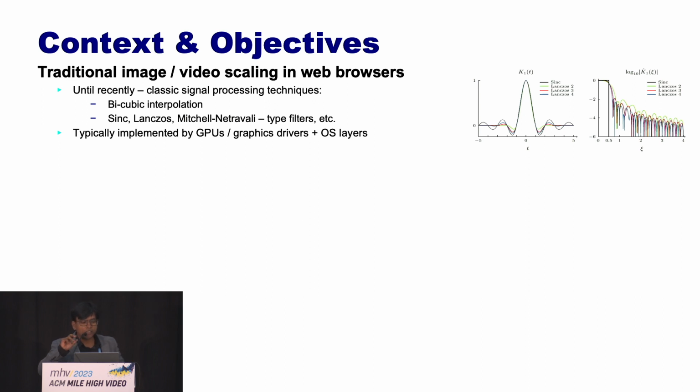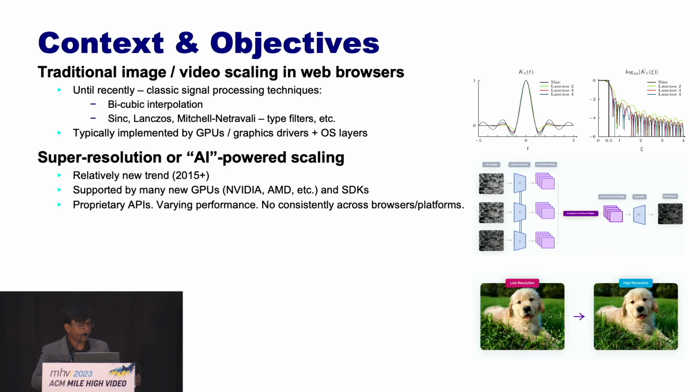Traditionally, video scaling in web browsers has been limited to classical signal processing techniques, such as bicubic interpolation. Before that, we had bilinear. Or you can use filters such as sinc or Lanczos, which are a bit more complex. Recently, we have seen a relatively new trend of AI-powered scaling, which is also called super resolution. And some of these approaches have been shown to outperform the traditional approaches.